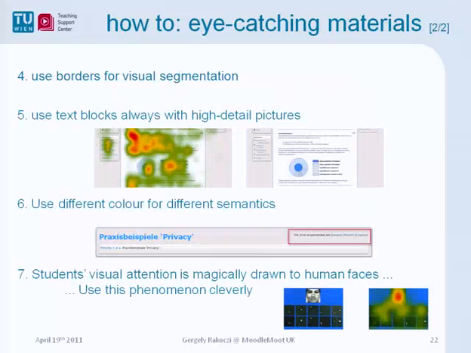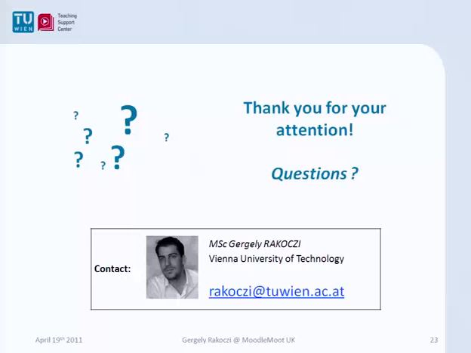Yes, this is what I've already mentioned. And one really magical thing is to use faces. Gaze plots show that students immediately skip to human faces because they're really interested in that. And if you use this phenomenon in a clever way, you can really influence how they process your Moodle page. So just one picture of a face with a good text and then good information helps a lot. Yeah, that's it. If you have questions, I'm glad to answer them.